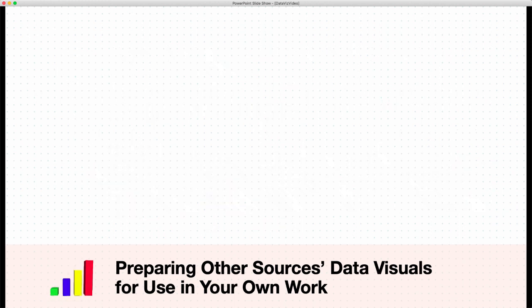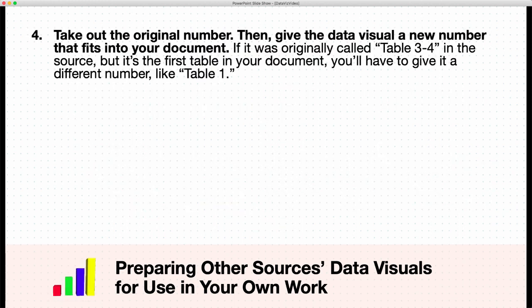But we're not done. If it's appearing in someone else's source, it probably has a number that works for their particular document, but not for yours. So you need to take out the original number and then give the data visual a new number that fits into your document. So if it was originally called something like table 3-4 in a source, but it's the first table in your document, you've got to take that off and give it a different number, like table 1. That's so it makes sense in your document.